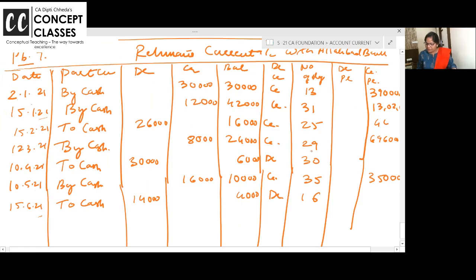$13, $31, $25, $29, $30, $30. Okay, check this: 10th May, 1 minute. 10th May to 15th June. So May, 31 minus 10, 21 days of May and 15 days of June. Yes, this is 36. Change it to 36.